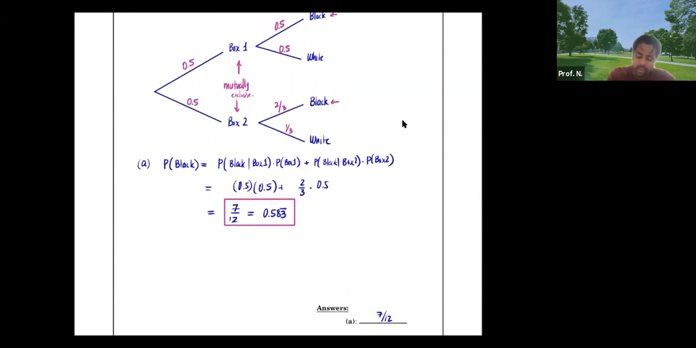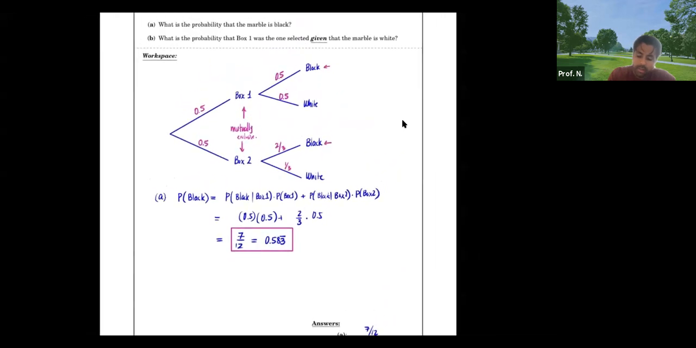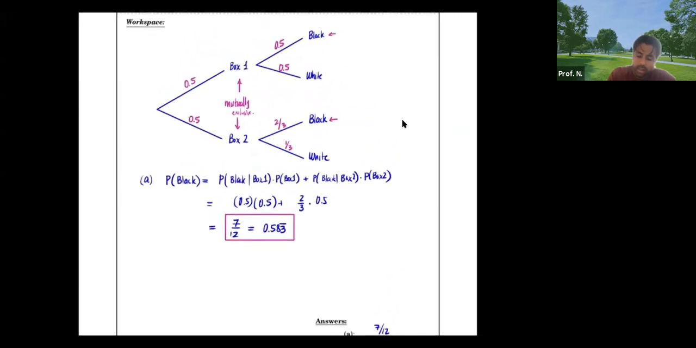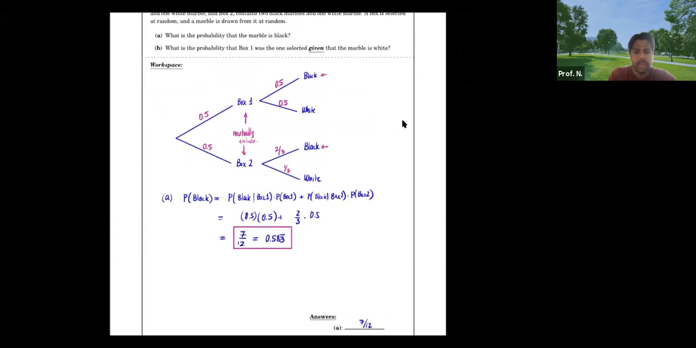Does anyone have any problems with that? Any questions about that? Is that clear? How do you find the probability of a black marble being selected? Good. Now look at the next question.